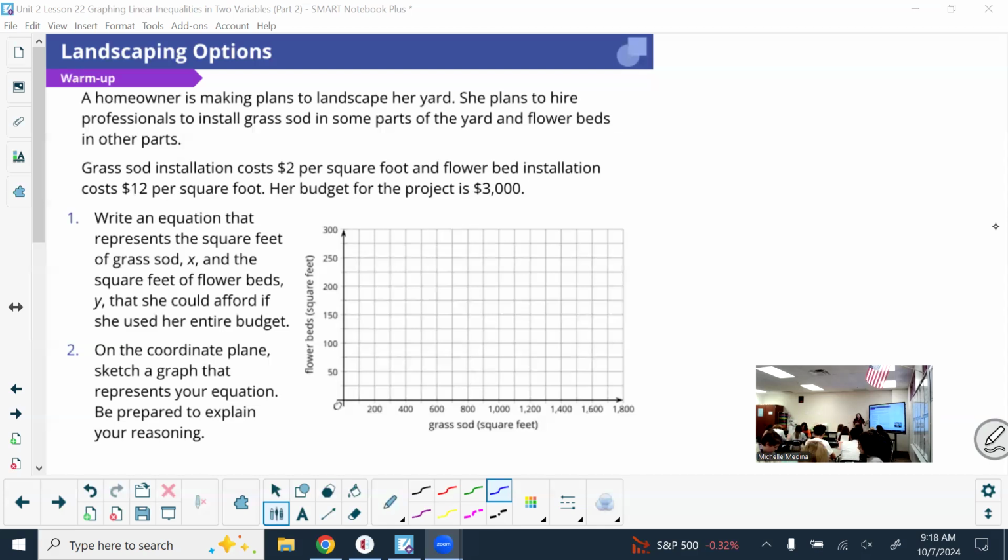So table 5, whether it's on the spot or something you already wrote down, what is an equation that represents the square feet of grass sod X and the square feet of flower bed Y that she could afford if she used her entire budget? All right, so if you didn't hear that, I'm writing it down. All right, class, is that an equation? Does it use the variables they said to use? And does it make sense?